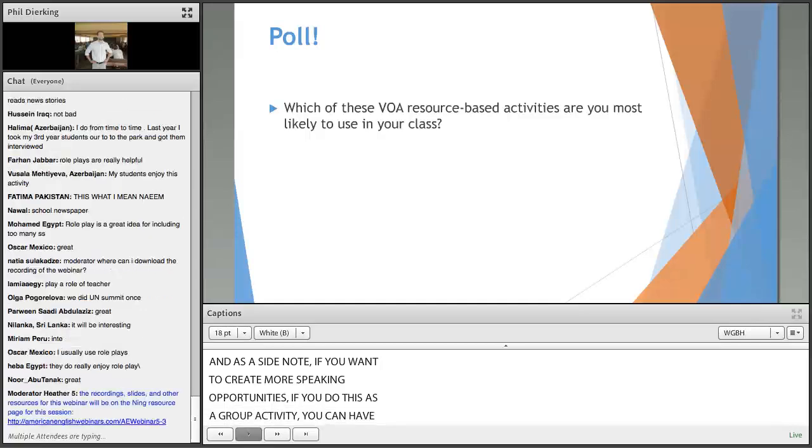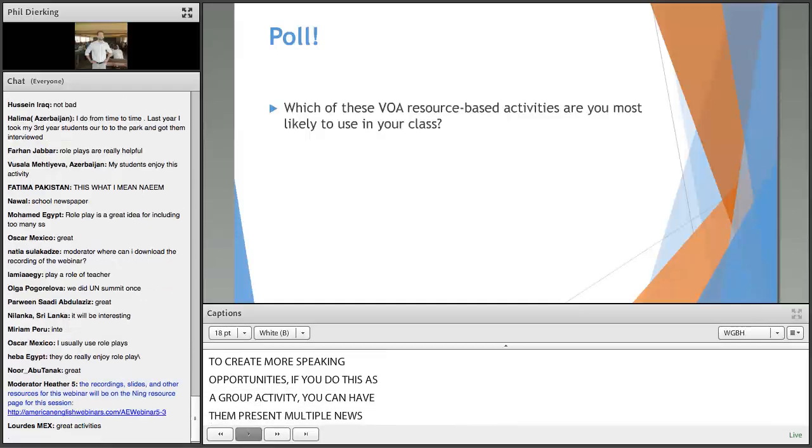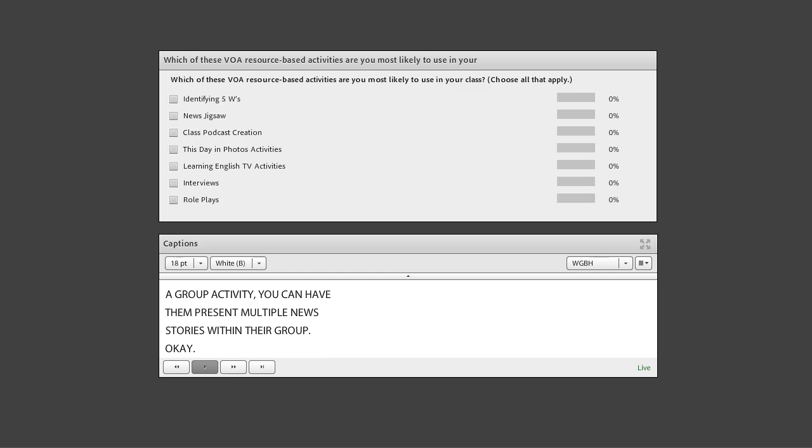Okay, so before we continue, we've had a lot of resources that I've talked about, and I'm interested in which do you think you're most likely to use in your class? Identifying the 5 W's, News Jigsaw, class podcast creation, This Day in Photos activity, learning English TV activities, interviews, or role plays.